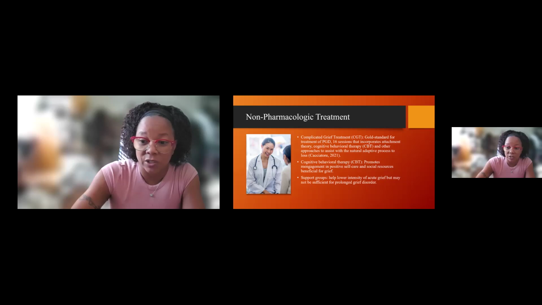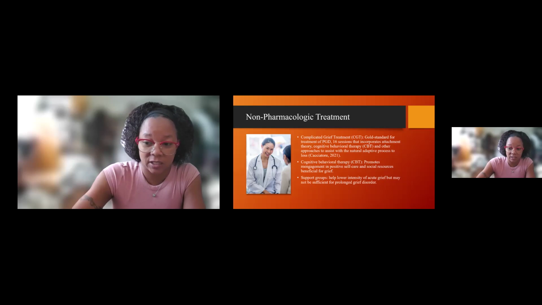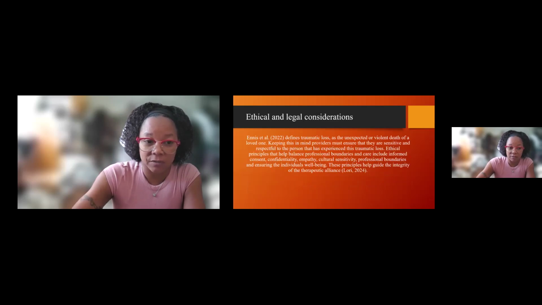Techniques include exposure therapy to confront avoided memories and feelings, cognitive restructuring to challenge unhelpful beliefs, and behavioral strategies to re-engage with life and build social support. Treatment aims to help the individual accept the reality of the loss, adapt to their new life, and integrate grief into their current life. Ethical and legal considerations.